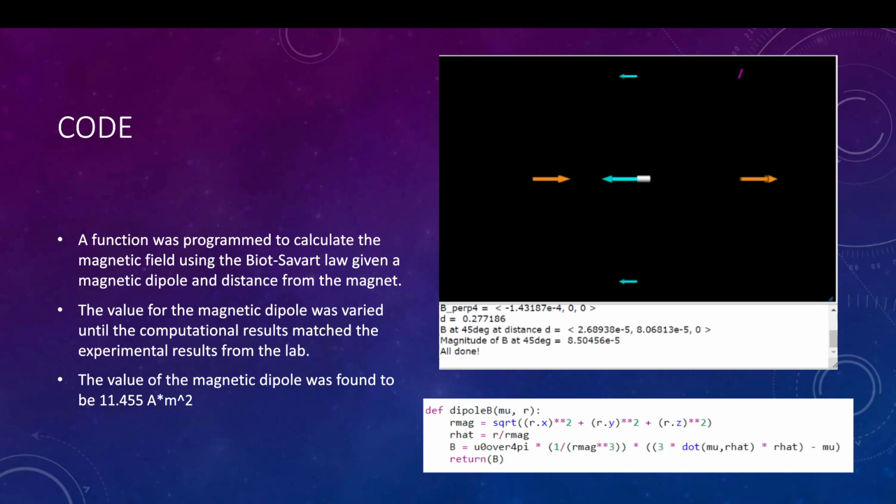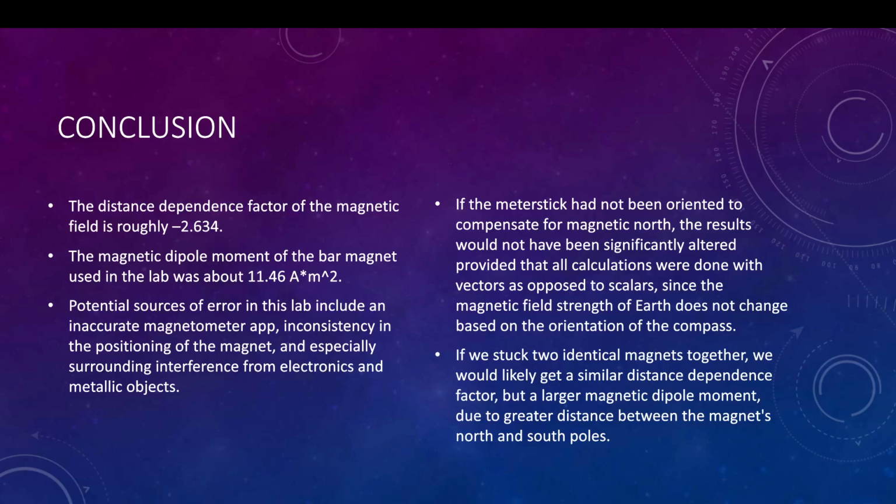The value for the magnetic dipole was varied until the computational results matched the experimental results from the lab. The value of the magnetic dipole was found to be 11.455 A·m². To conclude, the distance dependence factor is roughly negative 2.634 and the magnetic dipole moment is about 11.46 A·m².